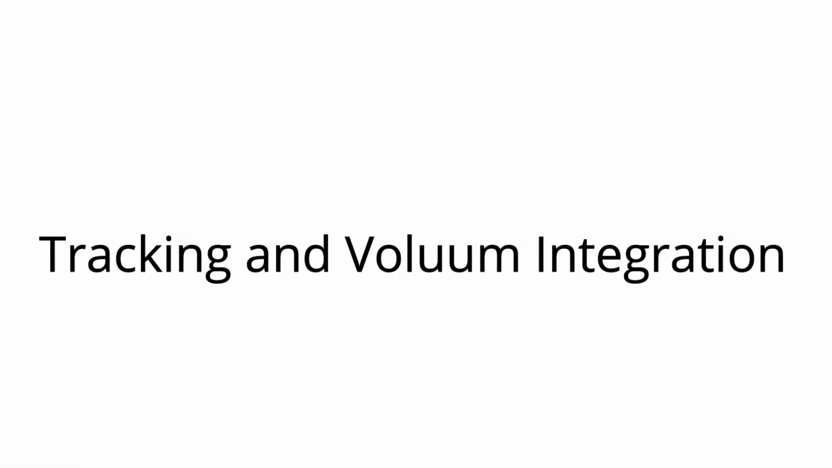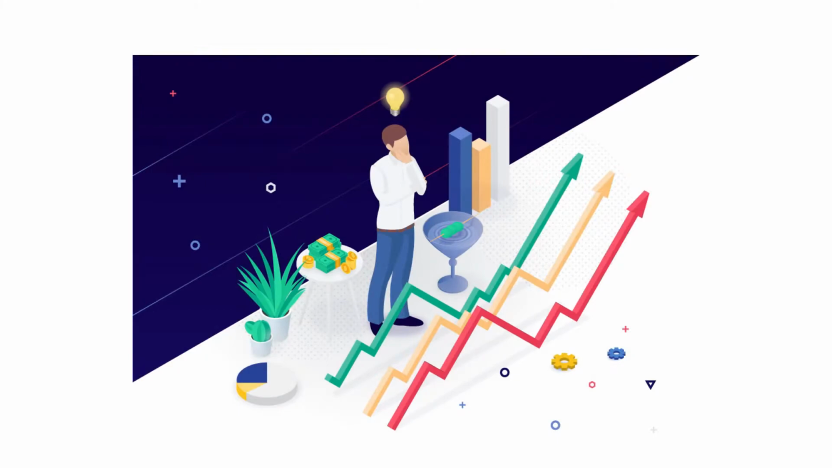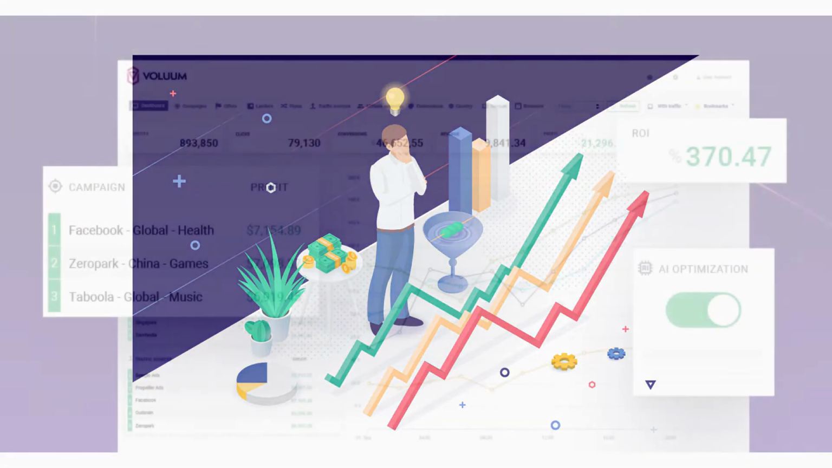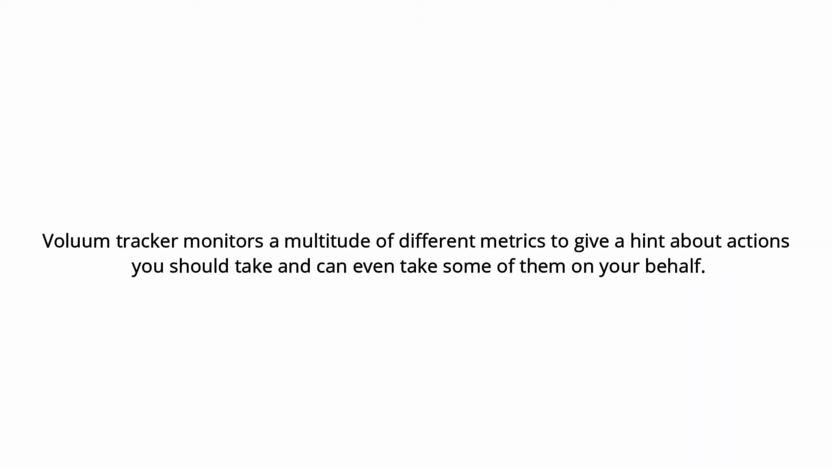Okay, so welcome to the tracking and volume integration guide. Tracking your campaigns lets you identify what works and what doesn't work. It's extremely important, and honestly, it's a part of affiliate marketing that if you join the wrong camp, you're not going to know anything about tracking. It gives you hints about what actions you should take, and it can even take some of those actions on your behalf with certain automated features.